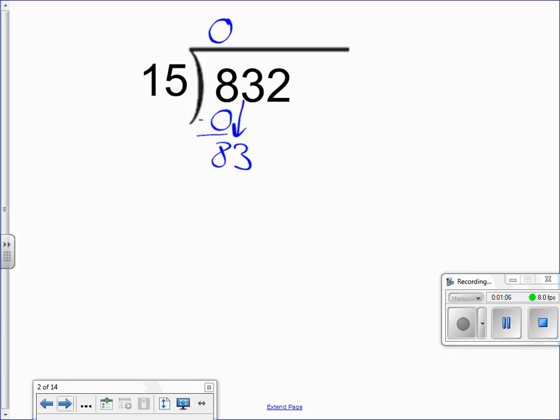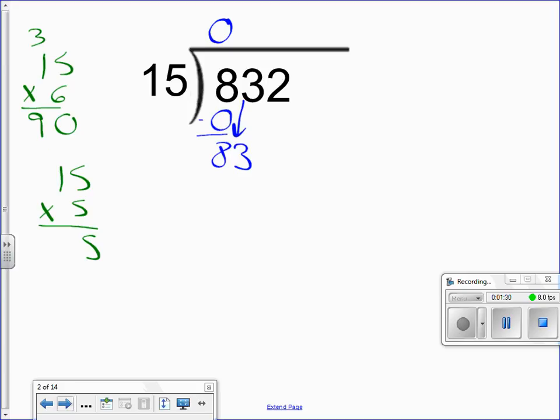How many times can 15 go into 83? Well, I'm going to check my math on the side. I think 15 can go into 83 possibly 6 times. I'm going to check. 15 times 6 equals 90. 90 is too high. So I'm going to try 15 times 5.